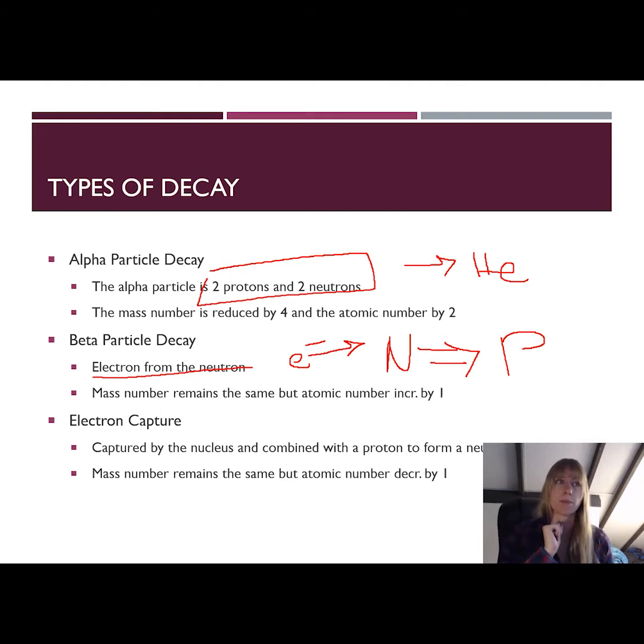In electron capture, it's basically the opposite of beta particle decay, where an electron enters the nucleus, mixing with a proton forming a neutron. And in this case, again, mass number stays the same, but your atomic number decreases by 1.